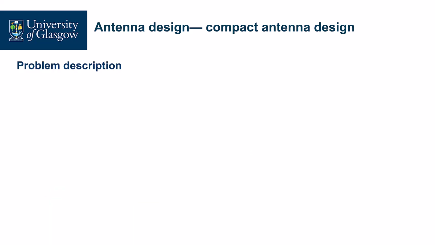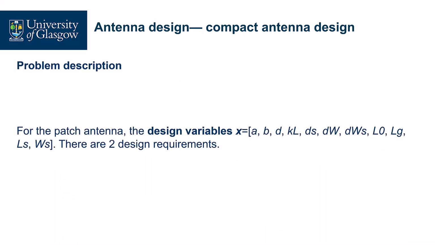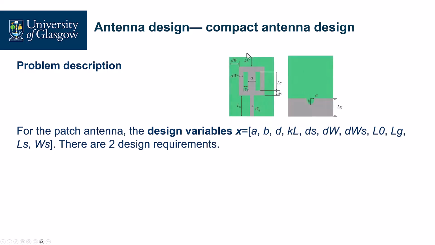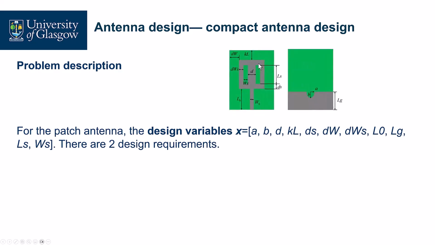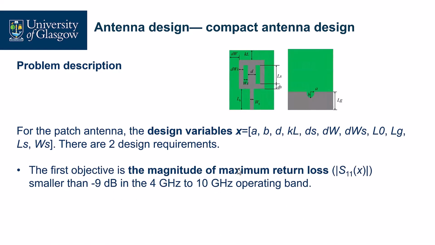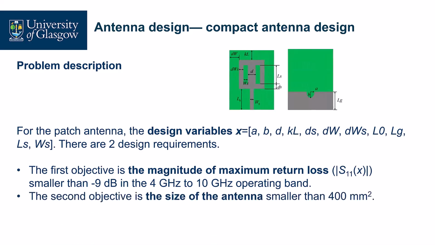Now we have a problem. The description is like this. We want to design a compact patch antenna, and the design variables are these. I draw them here. By changing these parameters, the antenna will have different performance. We have two design requirements. The first one is the magnitude of the maximum return loss. We have seen it already, I think, right? The max S11 magnitude should be smaller than minus 9 dB in the operating band of 4 to 10 gigahertz. The second is that the size of the antenna should be smaller than 400 square millimeters, right?